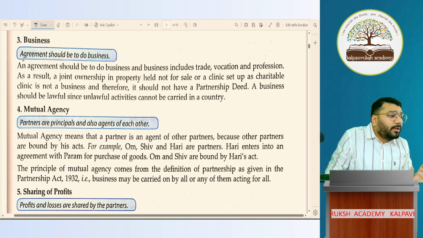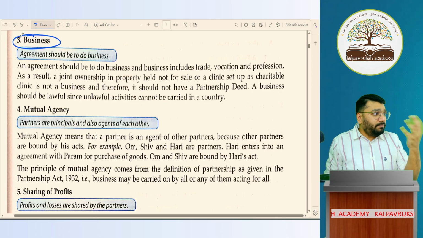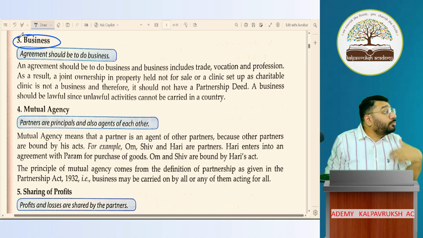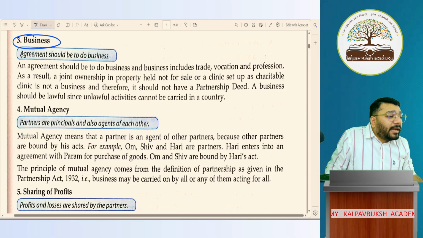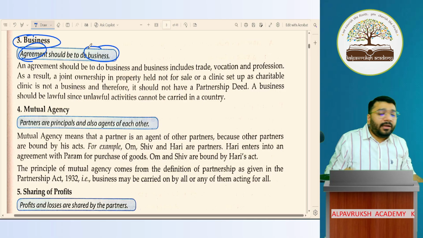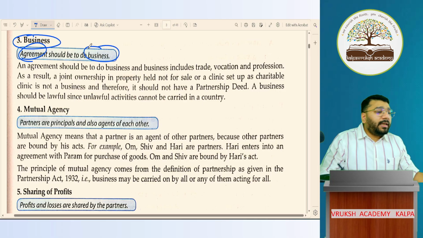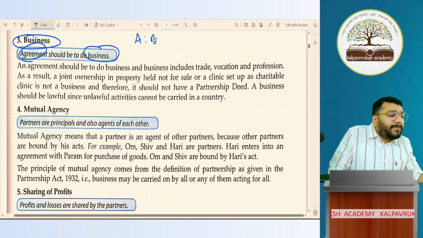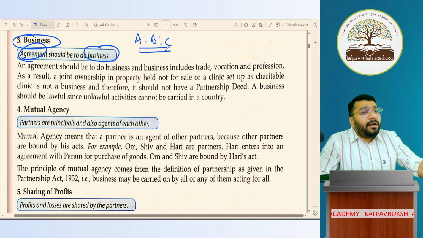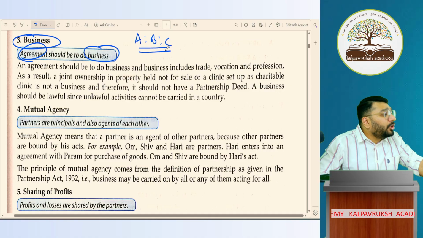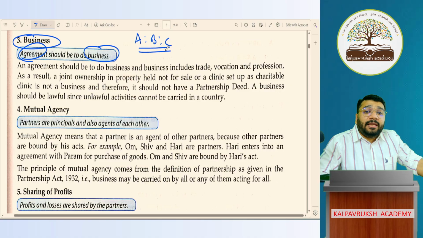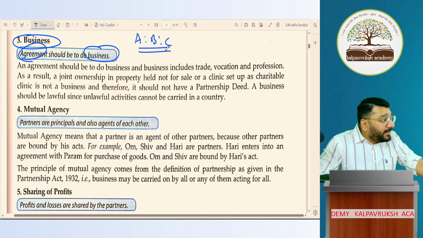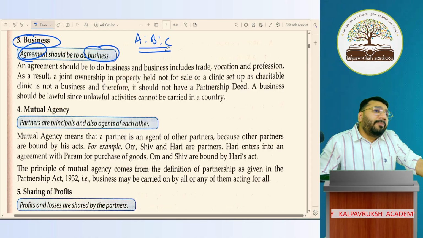Now, partnership should be for a particular business. It should be for business. What does it mean? The agreement that you create should be for doing a business. Now, let's say A, B, C, 3 partners decided to come together to do smuggling. You know what smuggling is? For example, smuggling gold from Dubai. What does it mean? Illegally, they are bringing the gold inside the country and selling it. Ab business done. No, sir.